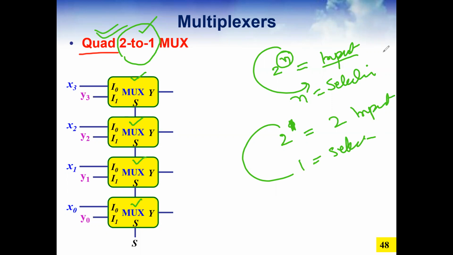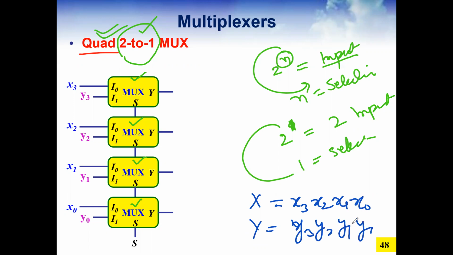Now, for example, we have two users, user X and user Y. Both want to transfer 4 bits at a time in parallel. So for example, the bits are X3, X2, X1, X0. Another one is Y3, Y2, Y1, Y0. So 2 transmitters want to use the transmission media available here to transfer their information in parallel, all bits together. So how can we make it?